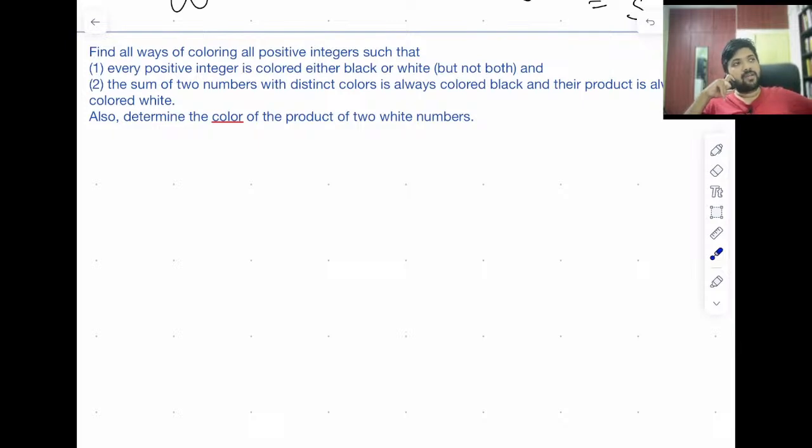Find all ways of coloring all positive integers such that every positive integer is either colored black or white, but not both, and the sum of the two numbers with distinct colors is always colored black and their product is colored white. Also determine the color of the product of two white numbers. Okay, again it's not visible.